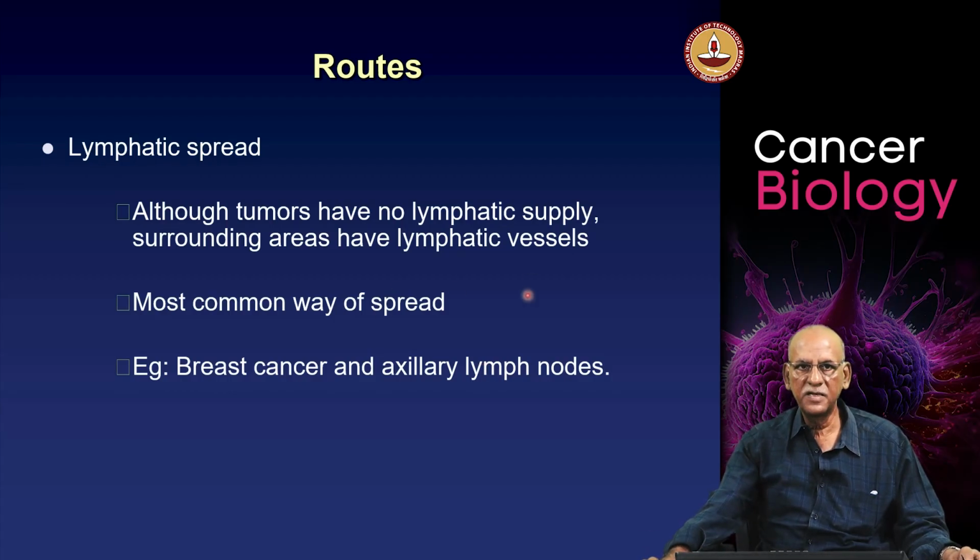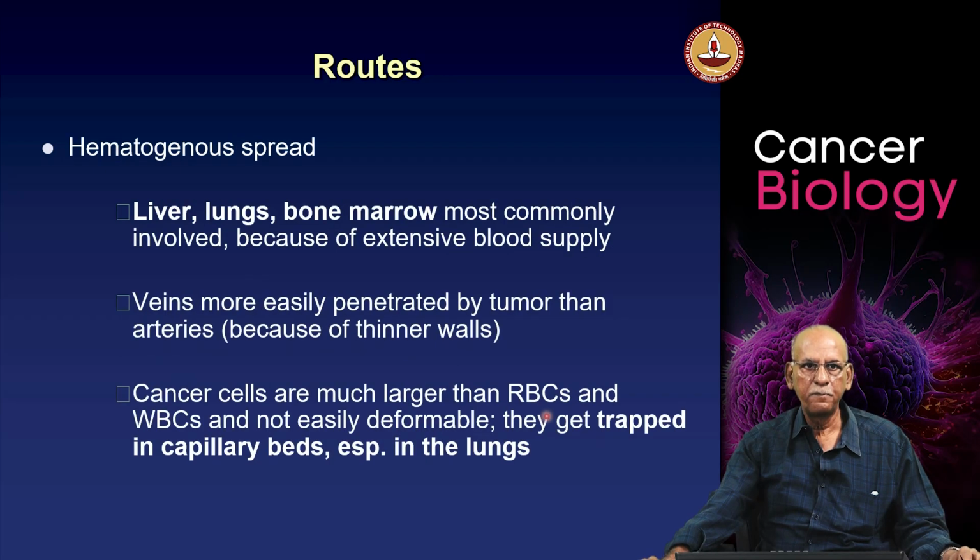So, lymphatic spread is the most important route, and of course, through blood supply. Liver, lungs, bone marrow are the most commonly involved secondary metastatic sites, that you can call hematogenous spread, hemato referring to blood, because of extensive blood supply. Veins are more easily penetrated because the vein wall is thin compared to artery. Arteries have thick walls. So, veins have thinner walls, that is why they can penetrate through veins.